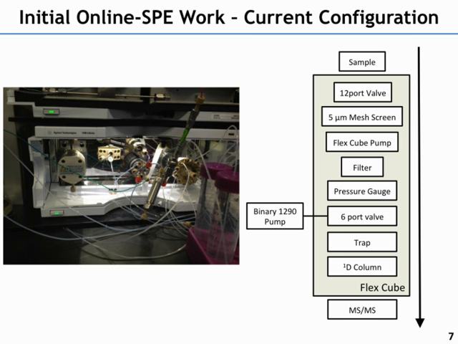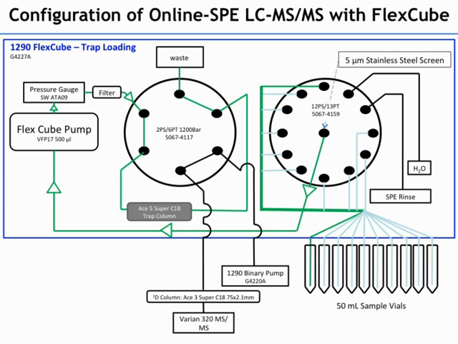Everything in this gray box here, all those components, are basically housed in the FlexCube. For our analytical pumping system, we're using the binary 1290 pump. And then, as I said, we're using a Varian triple quad for detection. So I think it's useful to show you some of the flow paths here.